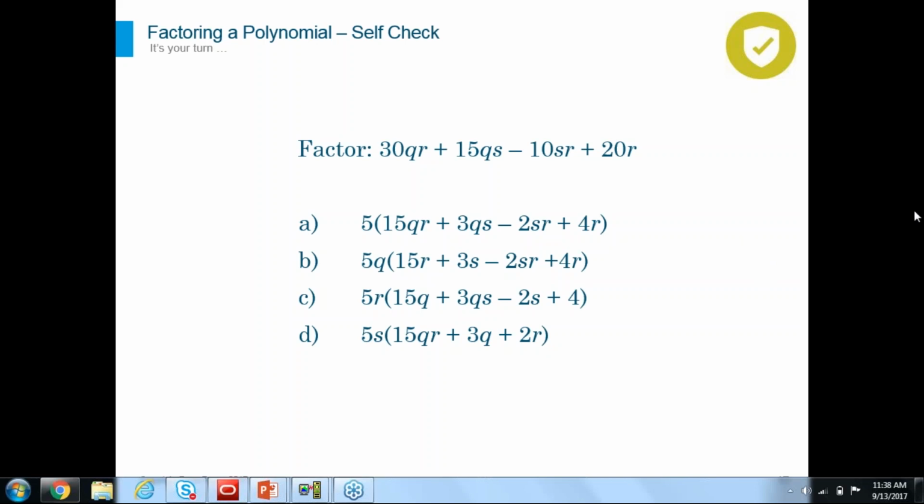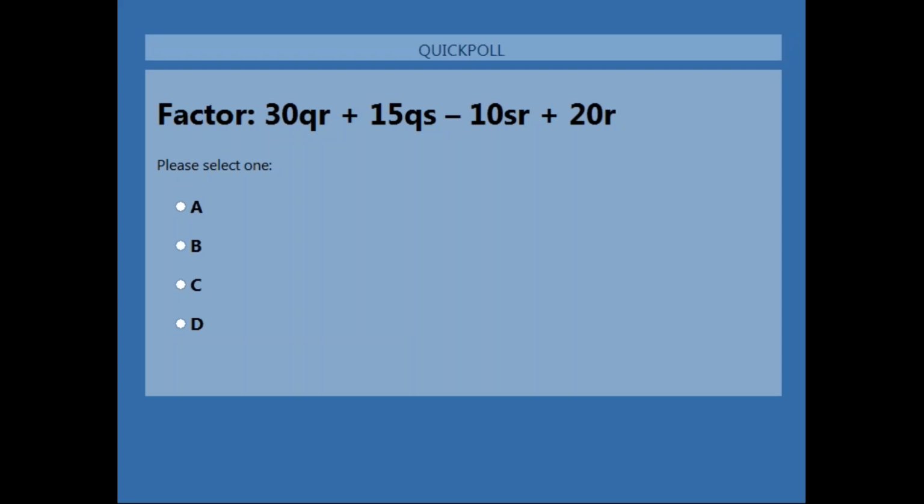Okay, I'm going to give you the question one more time with a chance to share your answers with everyone. Which answer is the right answer? A, B, C, or D? I'm going to wait for a few seconds for everyone to have the chance to share their answers.